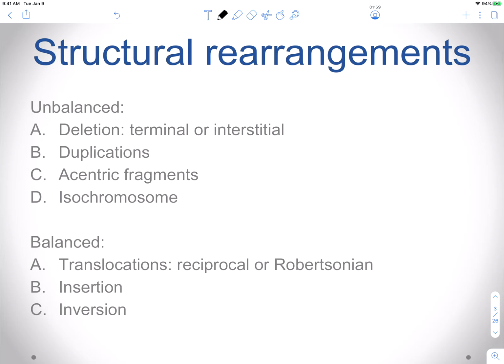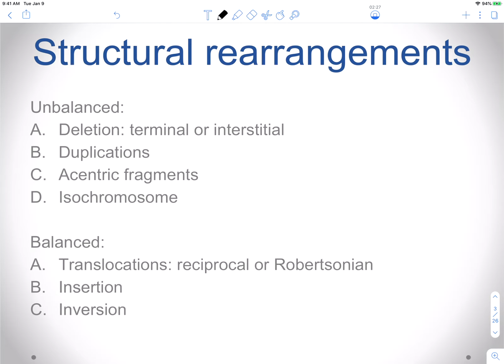So some structural rearrangements, again unbalanced, we're going to have deletions. Deletions can be terminal at the ends or interstitial in between. We can also have duplications, adding additional information. You can have the development of acentric fragments, and oftentimes those acentric fragments will lead to satellites that you lose, so you lose genetic information. And you can also have isochromosomes, fusions of chromosomes, so we'll talk about those.